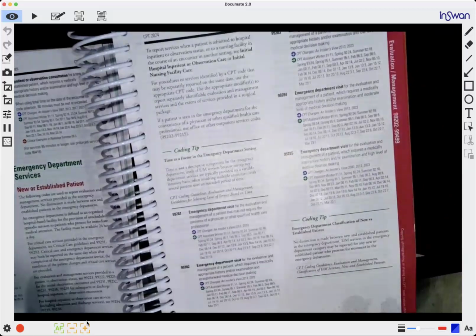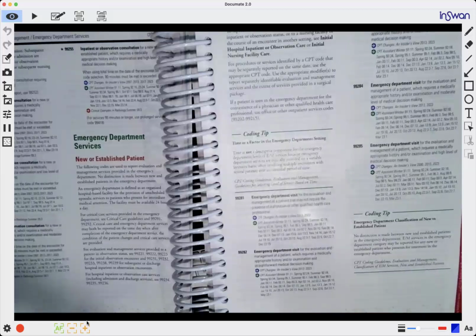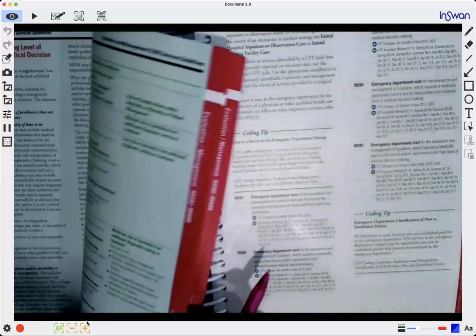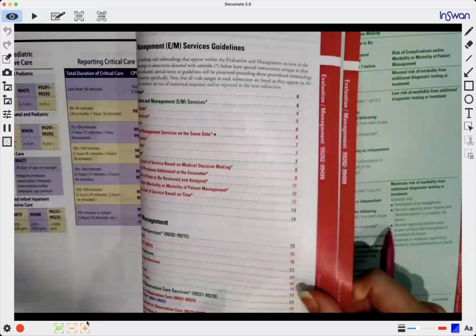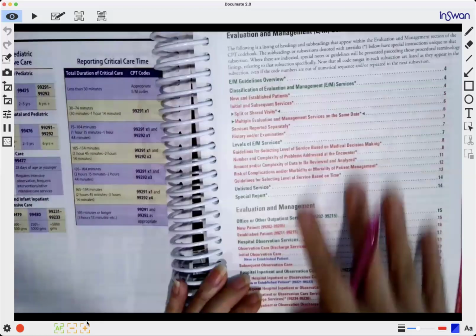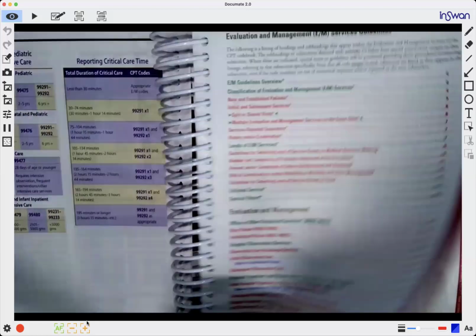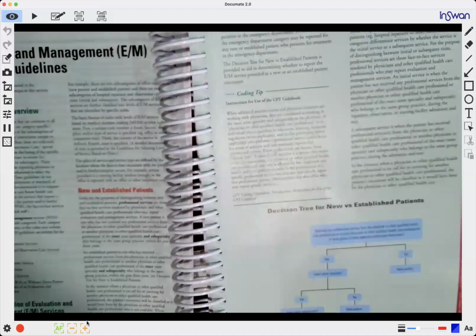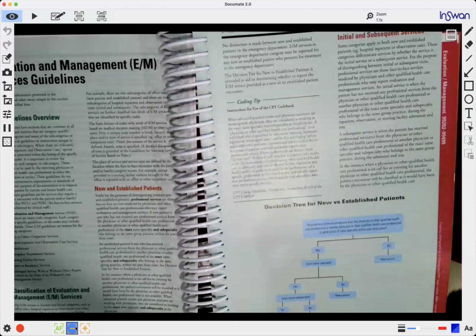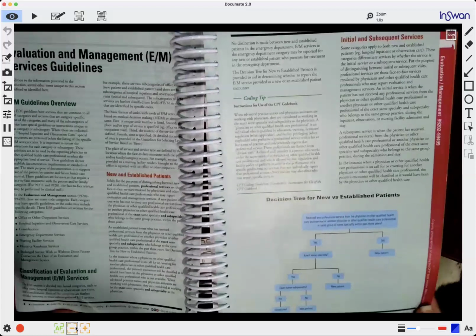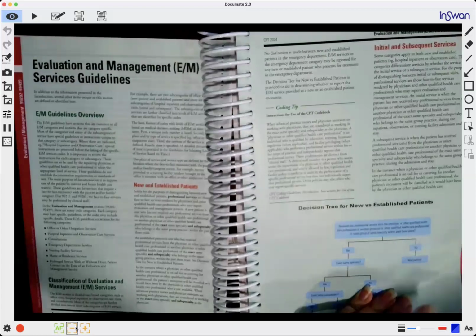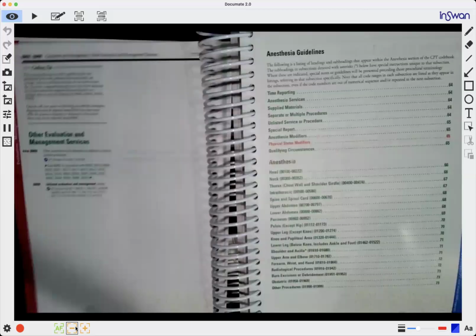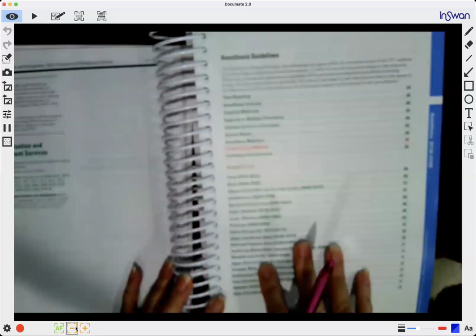So with anything coding, it's always important for you to read the guidelines. And with CPT, there's section guidelines. So at the beginning of every section, it gives you the outline of the section, and then it gives you the section specific guidelines if applicable. So I'm in the E&M category, I'm seeing the E&M guidelines. If I go to anesthesia, I get that same overview.